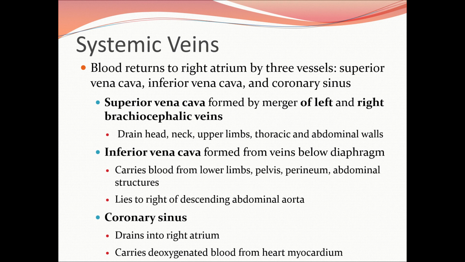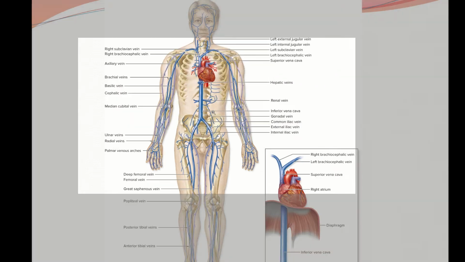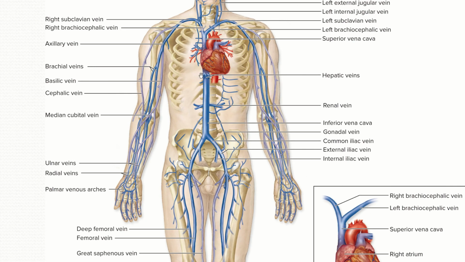The inferior vena cava is formed from the veins below the diaphragm. They carry blood from the lower limbs, the pelvis, perineum, and abdominal structures, and they lie to the right of the descending abdominal aorta. The coronary sinus drains into the right atrium, and it carries deoxygenated blood from the heart myocardium. This illustration shows the different veins. You can see the superior vena cava and the inferior vena cava.